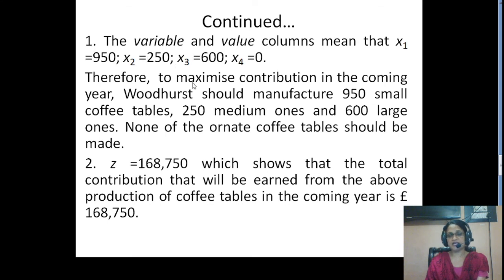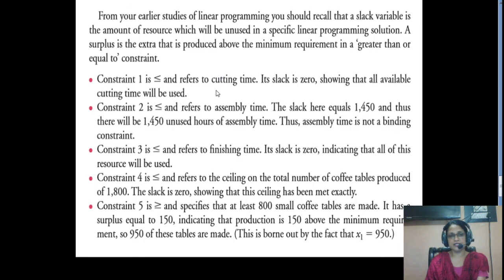So you will get 1800, that we have actually met this condition. So again it is 0, the slack is 0. Now coming to the fifth condition, that was the greater or equal to inequality. It means in all these inequalities, we will be having the slack, right? Either slack or no slack. So in the first, third and fourth we have no slack, but in case of assembly we have 1450 hours which are unused. Now coming to constraint 5.